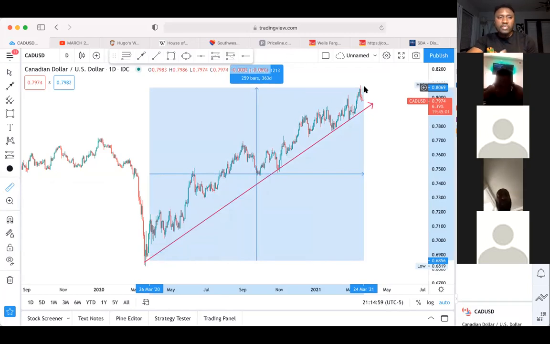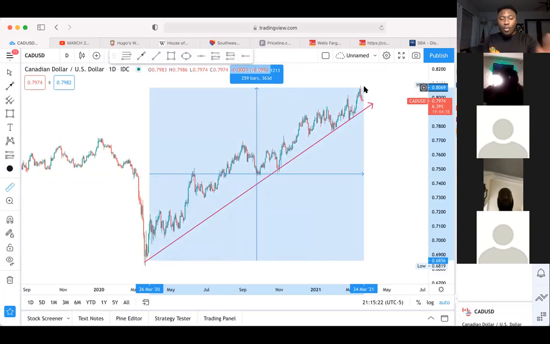Now, that's a lot of pips. If you trade major currencies, that's a lot of pips, because this started March 26th of last year, which is a lot. I mean, that's like a whole year. People do that. That's called swing trade.